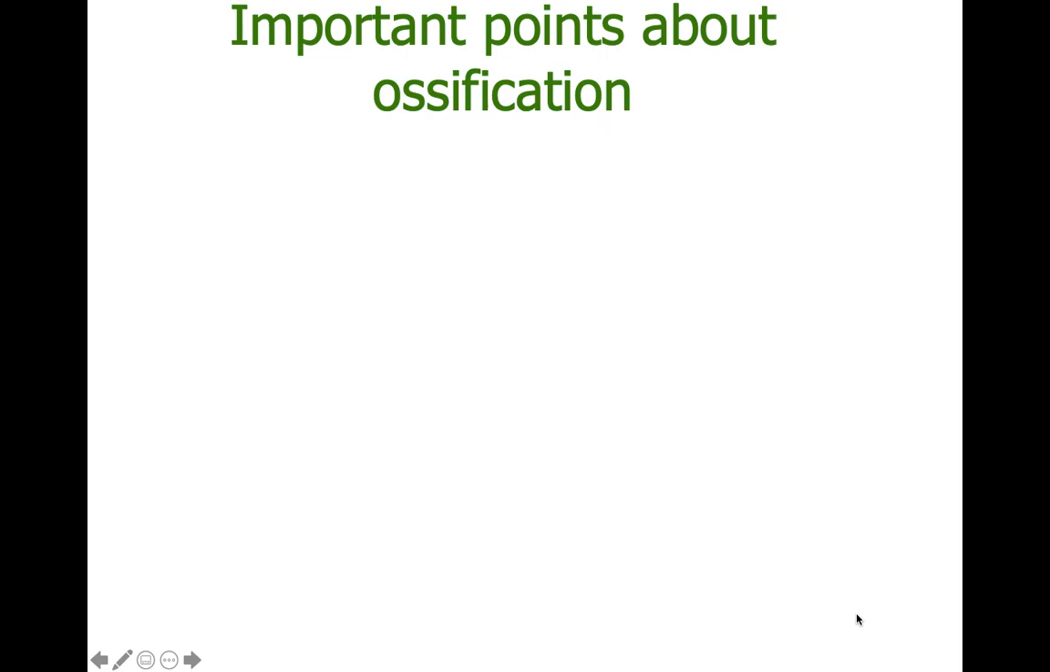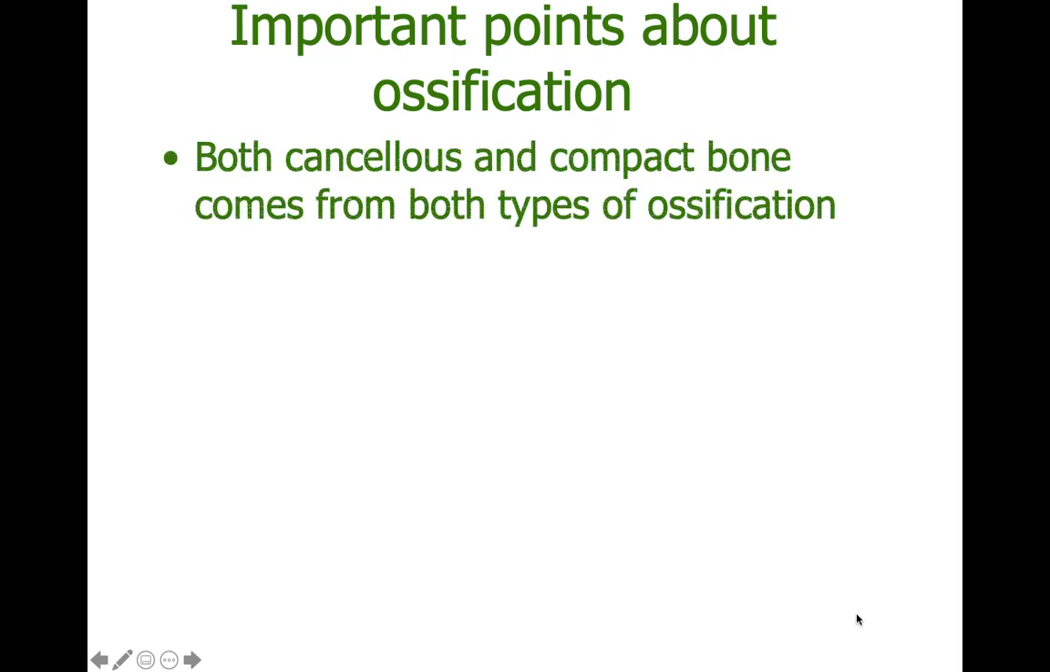Important points about ossification. Before we go too much further, we've got to talk about some things that relate to both types of ossification that we've got to keep in mind when we're talking about how this process occurs. First is that both cancellous and compact bone come from both types of ossification. Cancellous bone is that spongy bone that we talked about that we're going to find in the bone ends in the epiphyses. And the compact bone is what's going to be on the outer covering of that and also what makes up the diaphysis, the shaft.